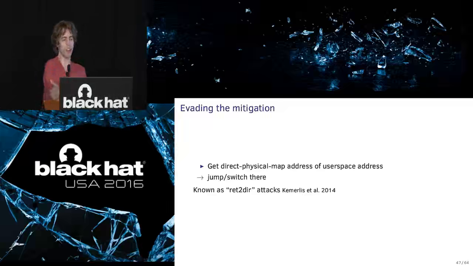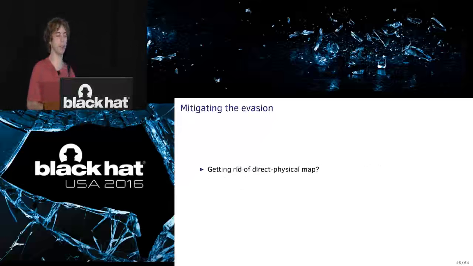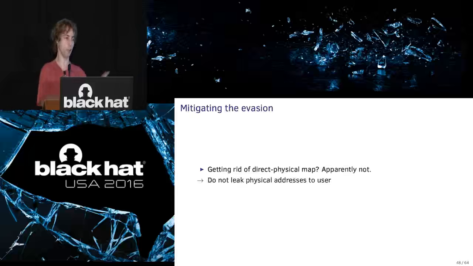So what is the solution against those attacks? They suggested one solution that involved getting rid of parts of the direct physical map, like the parts that are mapped in the user space binary. But actually, Windows doesn't have a direct physical map, so why don't we just get rid of the direct physical map in OS X and Linux and other operating systems as well? That might be a solution, right? Apparently not. It's too complicated. Instead, we decided we do not leak physical addresses to the user. So you cannot access the physical address map anymore, and this is the solution.